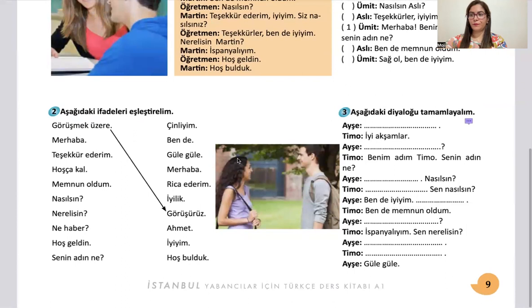Exercise 2. Aşağıdaki ifadeleri eşleştirelim. Let's match the expressions below. Görüşmek üzere. Görüşürüz. Number one is done for you. Please pause the video and do the rest on your own.